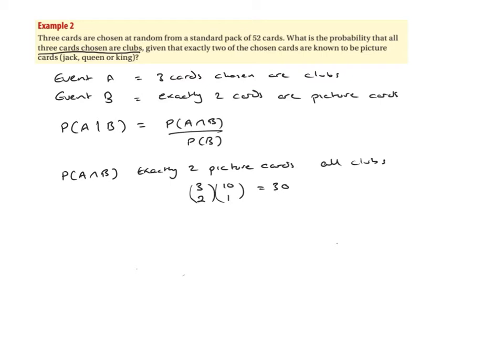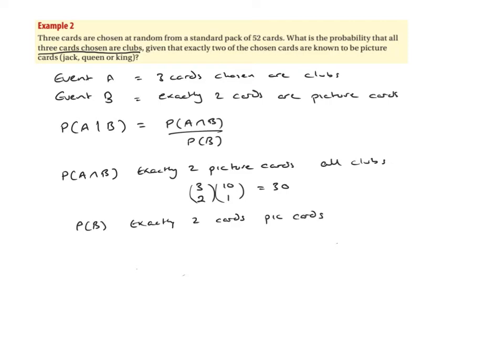Now let's look at working out the number of ways that we can do event B, which is the bottom of the fraction here. So what we have here is exactly 2 cards are picture cards. That shouldn't be too difficult. So the probability of B, exactly 2 cards are picture cards. Okay, so 2 cards are picture cards.